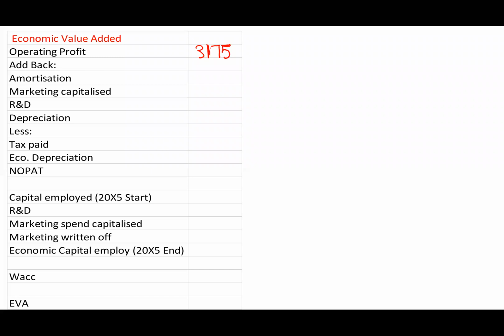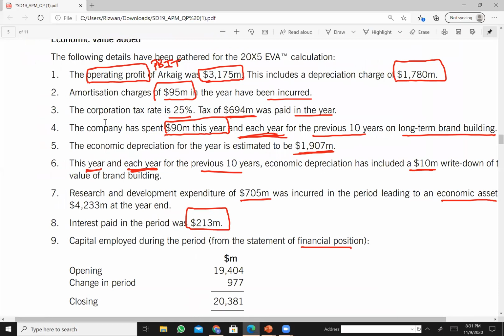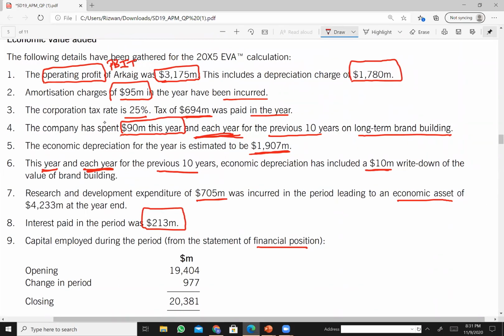So what to add back? Add back the amortization because it is based on the accrual concept. Add back depreciation. Again, this is based on accrual accounting concepts. So let's add back the amortization and depreciation. Let's quickly find the figures. It's 95 million that is given to you here in the question. This one I'm talking about. And the accounting depreciation is 1780. So let's do this.